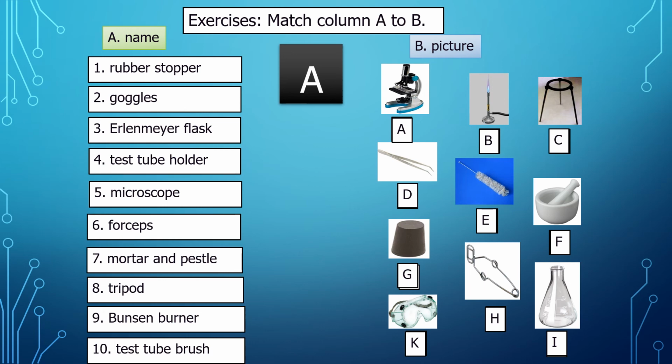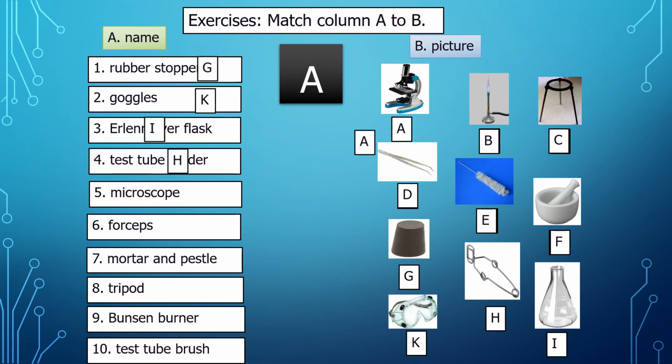Rubber stopper. Letter G. Okay, letter G. Number 2, goggles. So where is the letter there? Goggles, it is letter K. Number 3, Erlenmeyer flask. Which letter? Letter I. And the next, number 4, test tube holder. Which letter? Letter H.